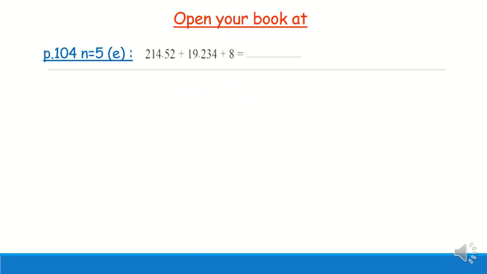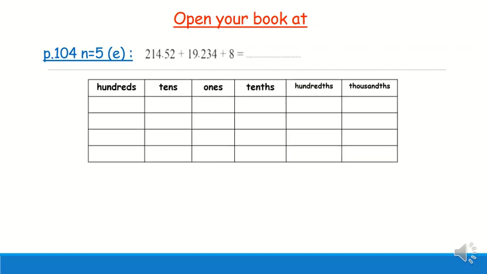Open your book at page 104, exercise 5. Here I have 3 numbers, 2 decimal numbers and 1 whole number. As I said, for 8, I don't have any decimal point, so I add a decimal point at the end of 8. Then I line up the decimal point. We put the point under the points. Then we copy this point in the answer. Then we set up the numbers.